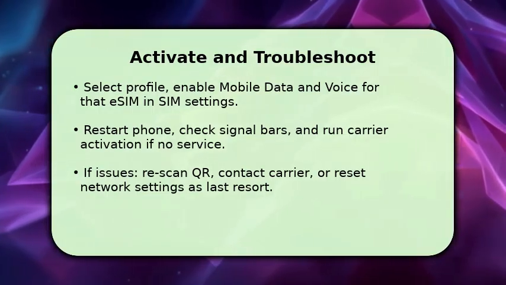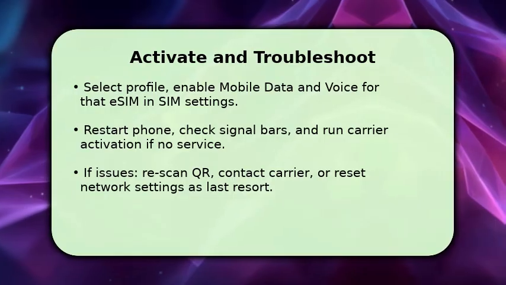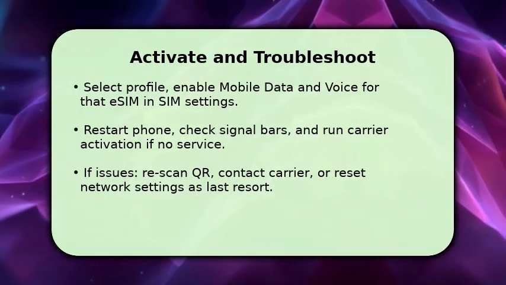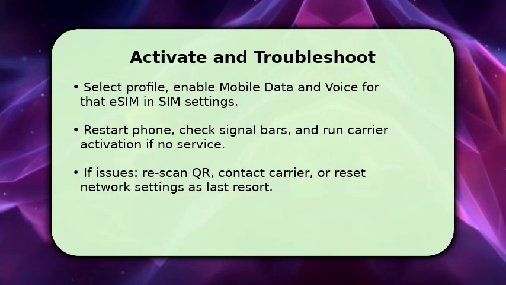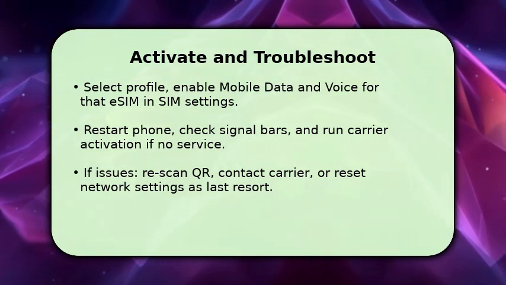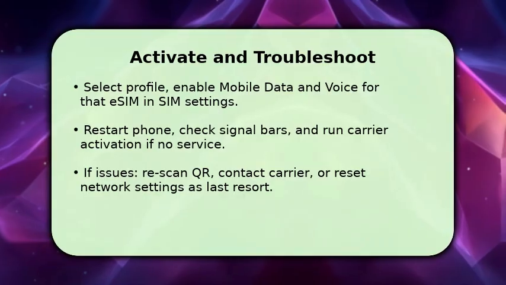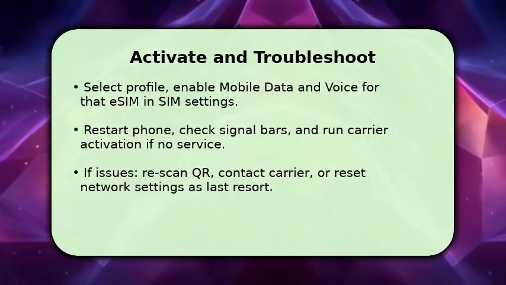If it fails to connect, re-scan the QR or re-enter details, contact your carrier for activation confirmation, and only if necessary reset network settings. That clears errors, but preserves your eSIM profile.